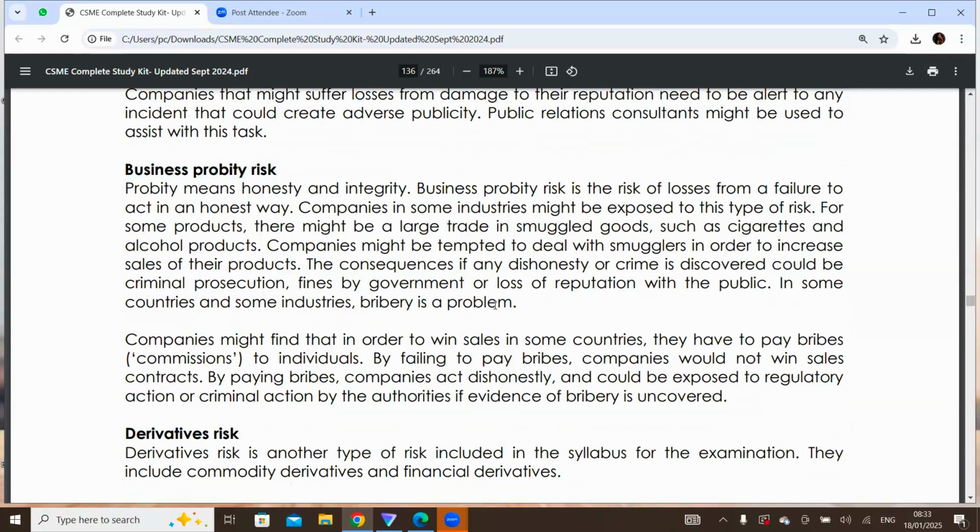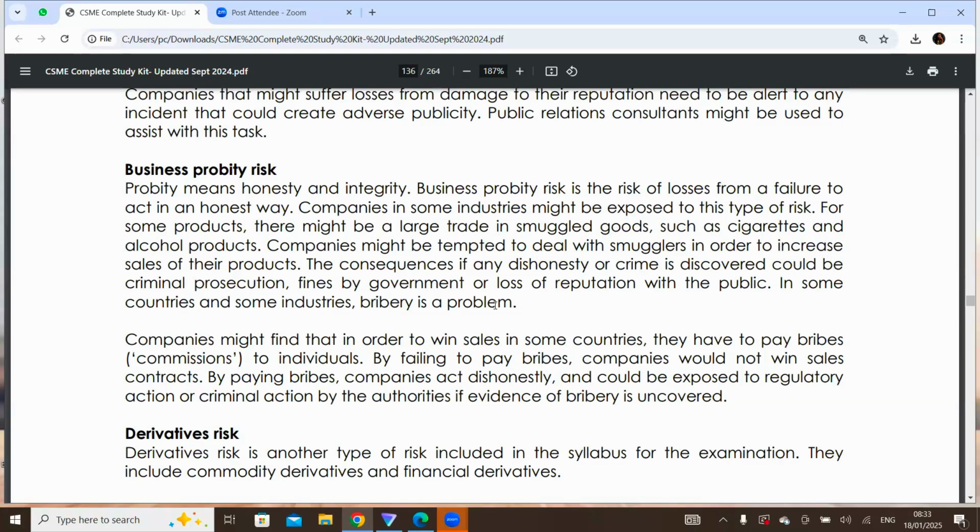Companies might be expected to deal with smugglers in order to increase sales of their products. The consequences, if any dishonesty or crime is discovered, could be criminal prosecution, fines by government, or loss of reputation with the public. In some countries and some industries, bribery is a problem.